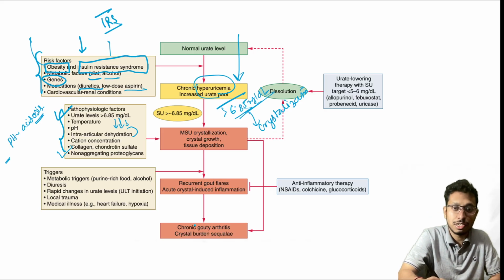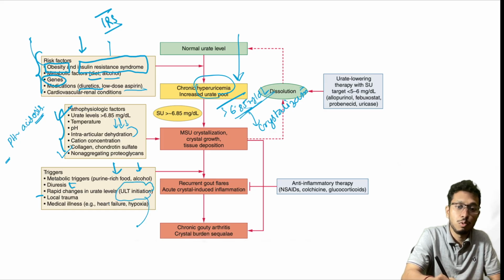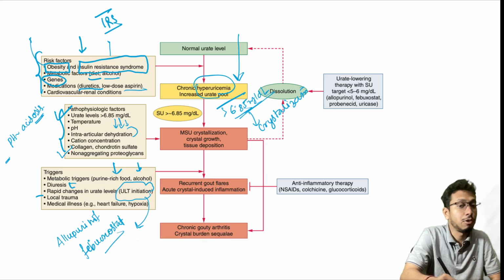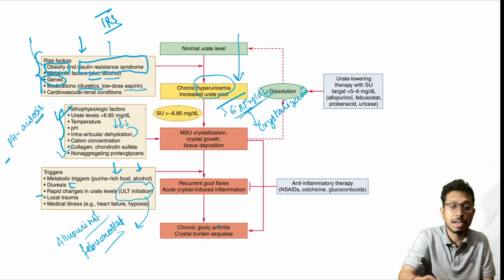Now this also needs a trigger for this gout flare. So what are those? These are purine-rich food, alcohol, diuresis, local trauma, even the start of urate-lowering therapy, which is usually the treatment of chronic hyperuricemia, like allopurinol or febuxostat, may precipitate an acute attack of gout. And when there are recurrent gout attacks, it leads to chronic gouty arthritis.